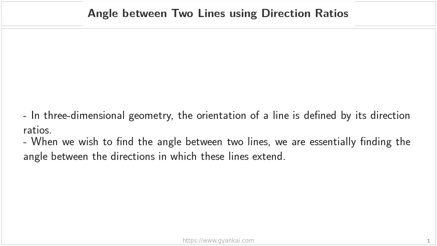Now, if we have two different lines and we want to determine the angle between them, we aren't just looking at the lines themselves, but rather at the directions they are traveling. Essentially, finding the angle between two lines is the same as finding the angle between the specific directions in which these lines extend. Over the next few slides, we will look at how to use these ratios to calculate that exact angle using a precise mathematical formula.